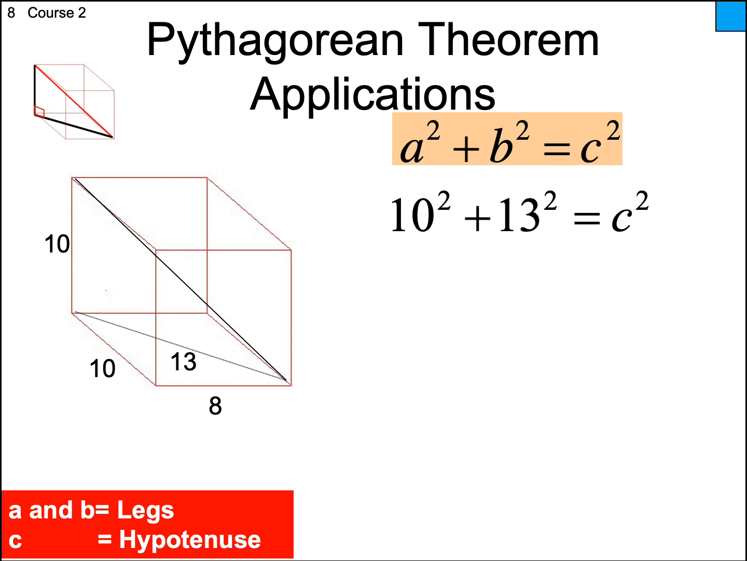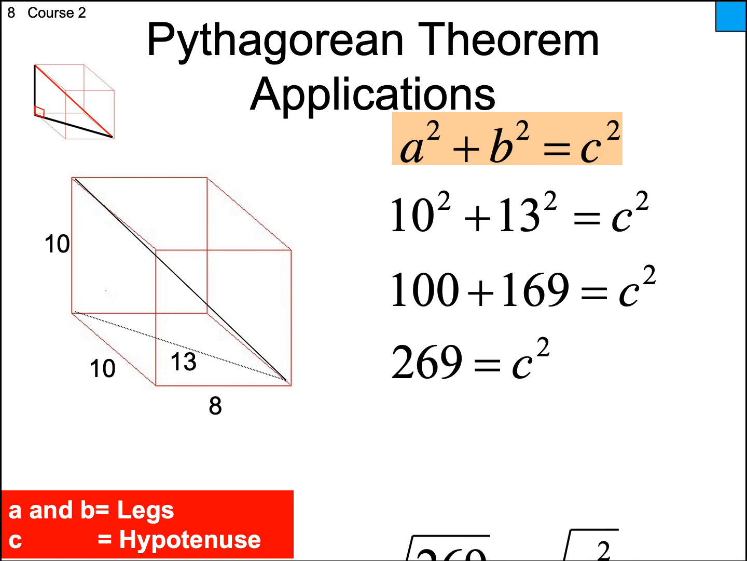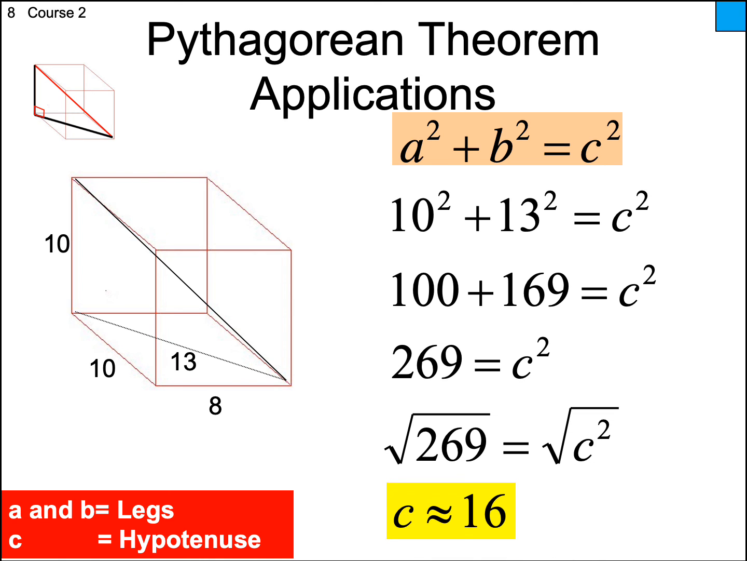All right, so 10 and 13, that would be 100 plus 169, which is 269, and the square root of 269 is about 16. So notice the box has dimensions 10 and 8 for the bottom, yet I can fit inside this box something with dimension of 16 simply by putting it diagonally from an upper corner to the opposite lower corner. Okay, make sense?